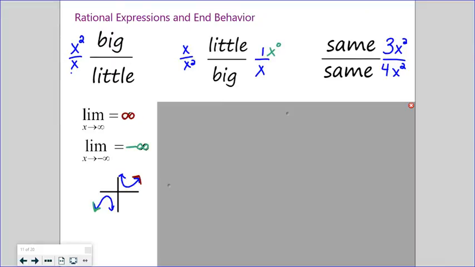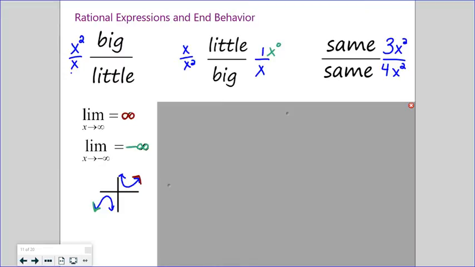Okay? And then with our little over big, think about plugging in bigger and bigger numbers. If I plug in 10, this would be 1/10. As I plug in 100, this would be 1/100th. As I plug in a million, this would be 1/1,000,000th. And if I handed you 1/1,000,000th of a pizza, I just handed you like nothing, right?